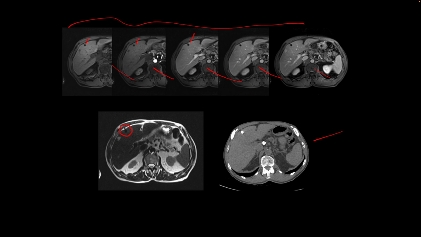So when we correlated it to the CT, we found a focus of calcification. So remember, calcifications will not have any signal, just like a focus of air will not have any signal on T1 and T2 weighted images, and it will appear black. Similarly, a focus of calcification will also have no signal and appear black on both T1 and T2 weighted images on MRI.